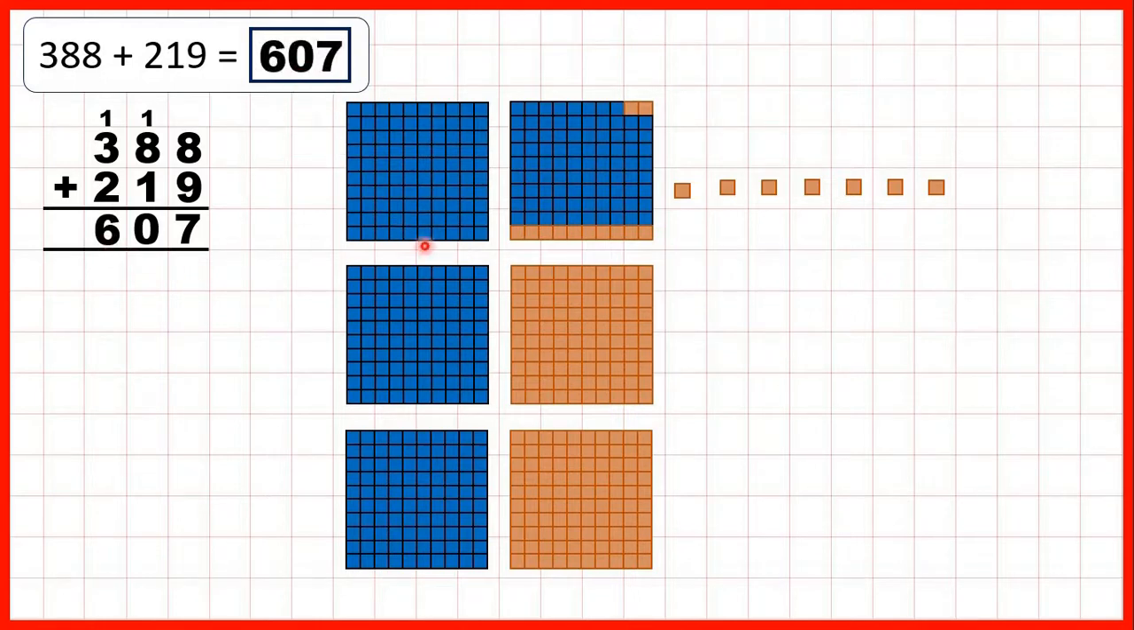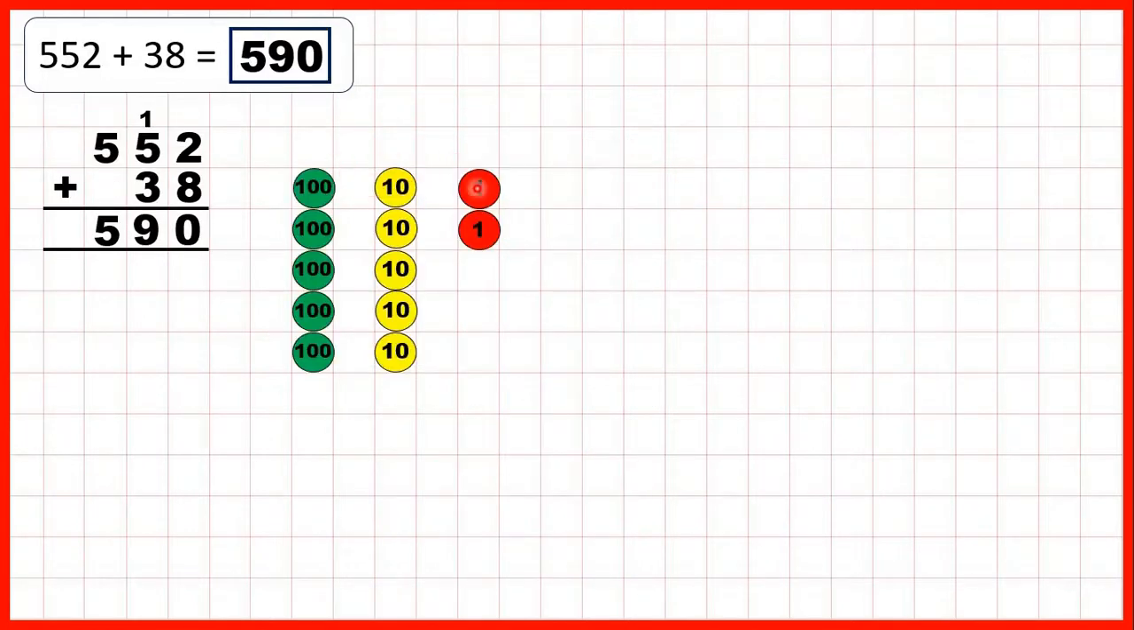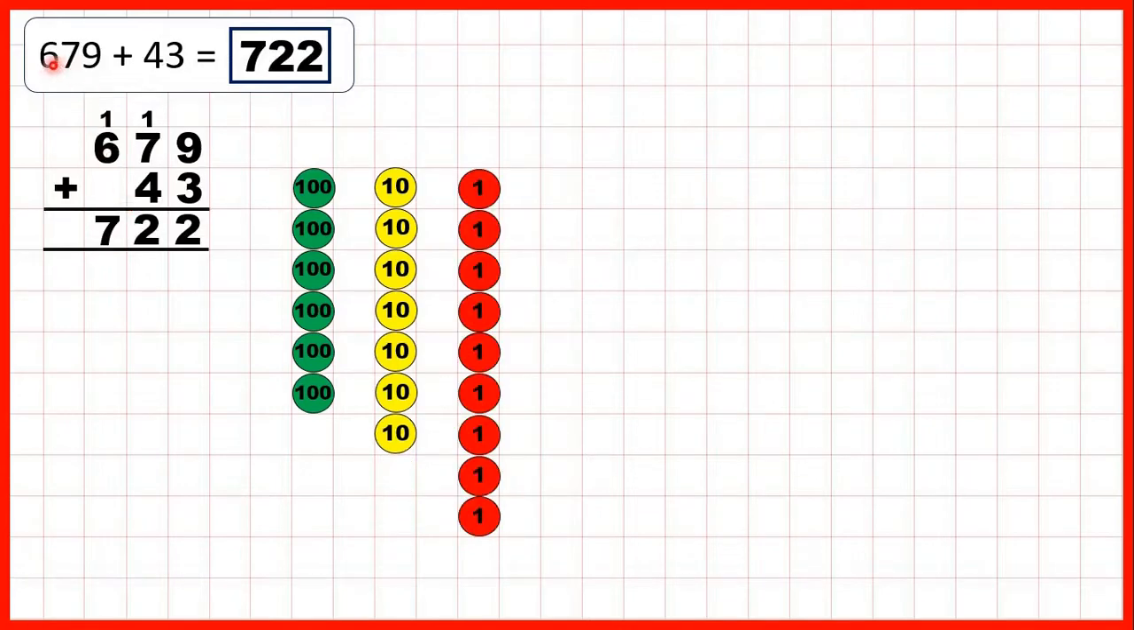So here we've shown addition using base 10 blocks, but we could also use place value counters. So for our first question, we started with 552 and were adding 38. First we added 8 1s, but that gave us 10 1s, so we could exchange those for 1 10, leaving us with 0 as the ones digit of our answer. Then we need to add 3 10s, and that gives us 9 10s altogether now, and we still have our 500s.